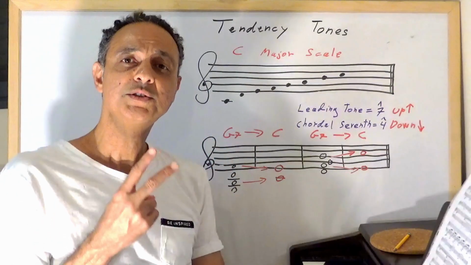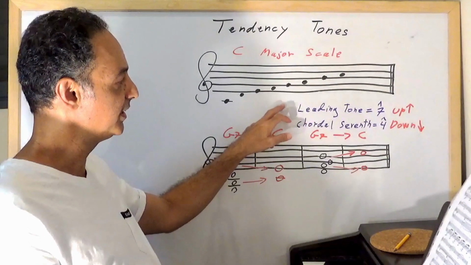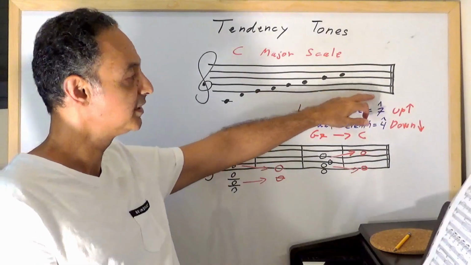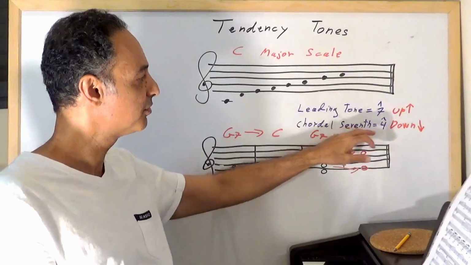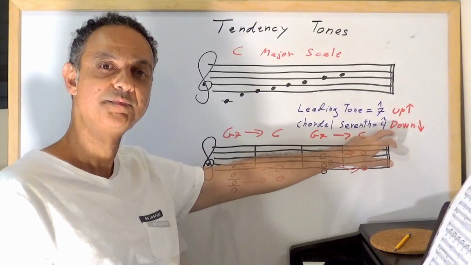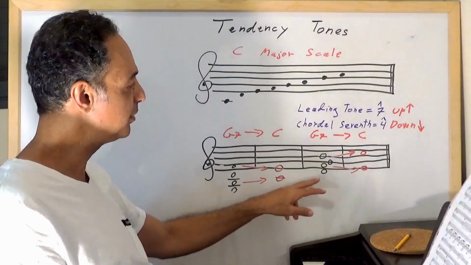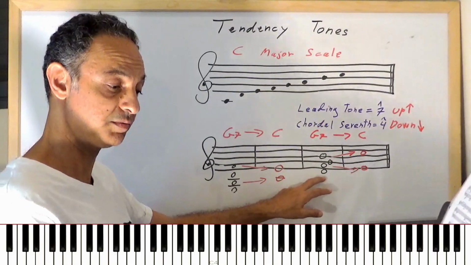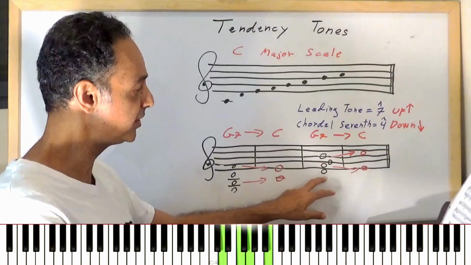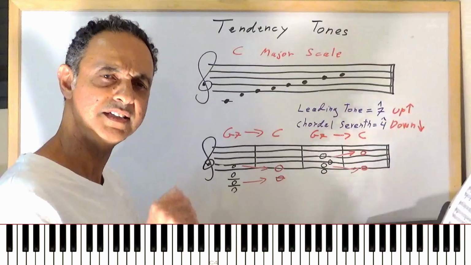So we talked about two tendency tones. The first one is the leading tone that has a strong tendency to resolve up, and the chordal seventh that has a strong tendency to resolve down. And now I will play a short melody, and I will end the melody with the second inversion of G7, like this one, and resolve it, of course, accordingly. Listen to this.